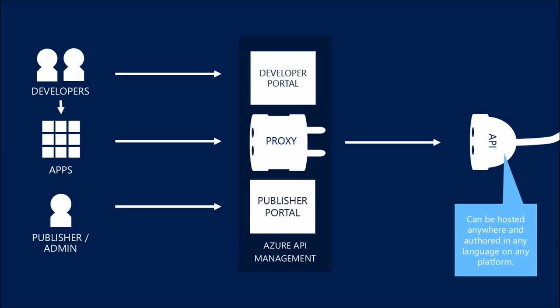And that API can be hosted anywhere. It can be hosted in Azure, which we love, but it doesn't have to be. It can be hosted on premises, can be hosted in a rival cloud provider. As long as we can talk to that via HTTPS, then we're good. The proxy is where the magic happens.